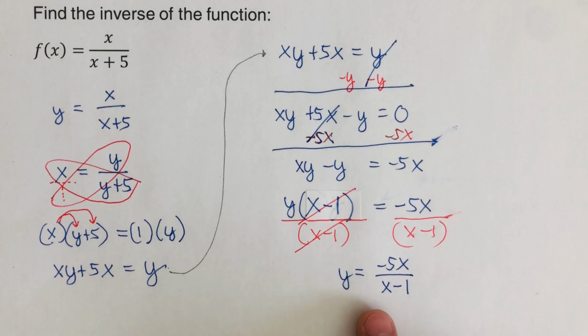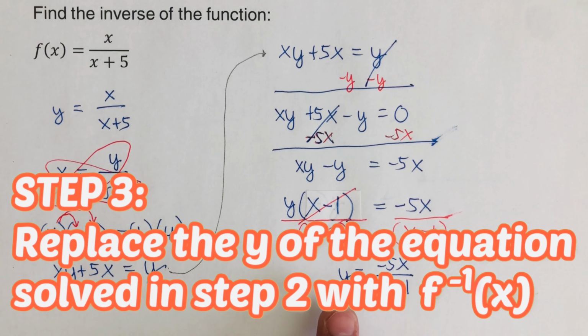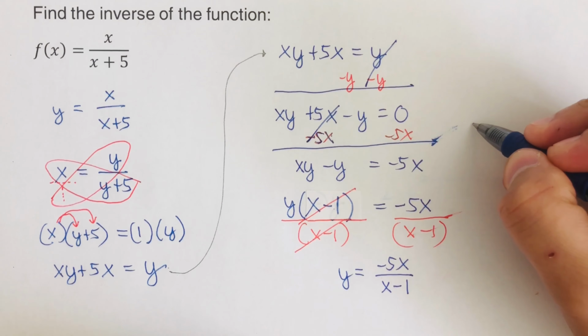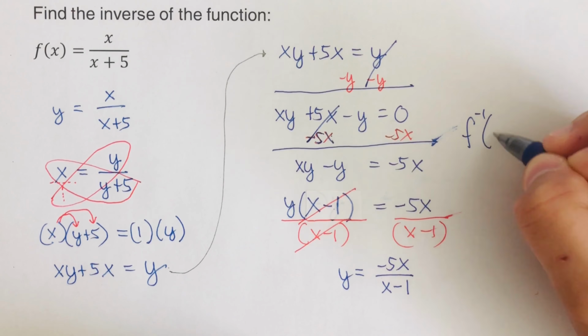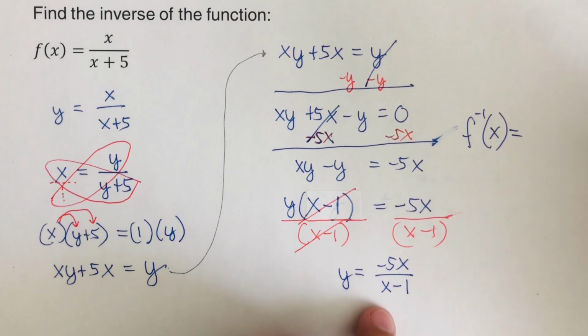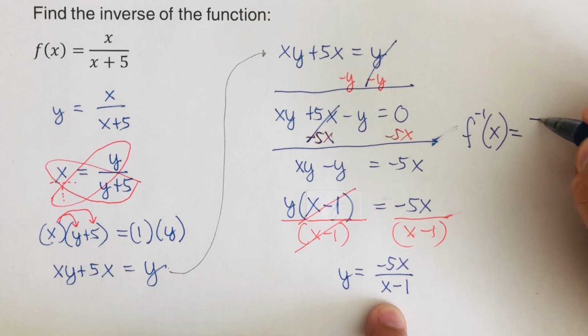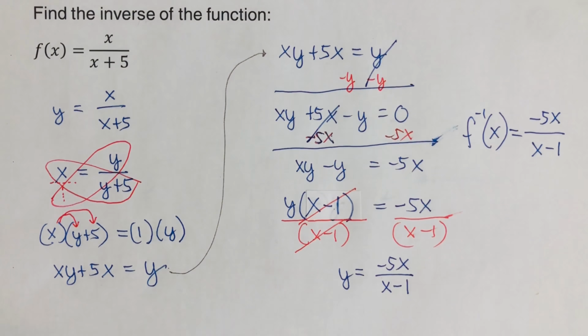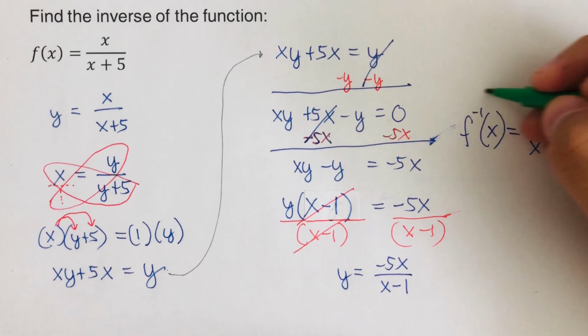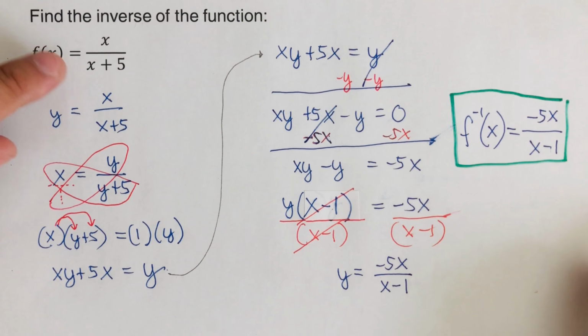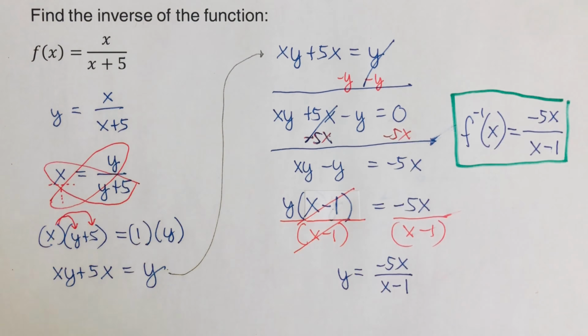And once we got this, we're ready to move on to the third step. Replace the y of the equation solved in step 2 with f negative 1 of x. So then I can go ahead and write the inverse notation right here. F of negative 1 of x is equal to, I'm just going to copy all of these. So that would be negative 5x over x minus 1. And this is the inverse of this function right here. Did you get the same answers as this?